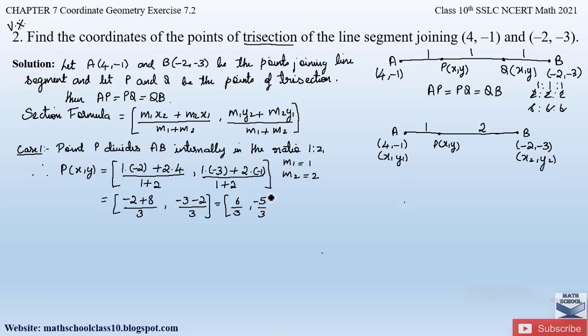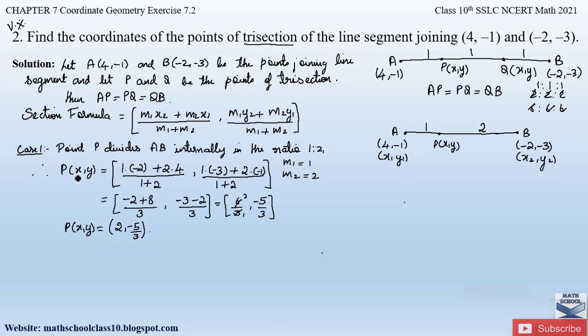Minus 5 by 3. Here we can observe that we can cancel the x coordinate, that is 3 one times, 3 2 times. Here it is not possible to cancel. So therefore the coordinate of point P x comma y is given as 2 comma minus 5 by 3. We got the point P coordinate.